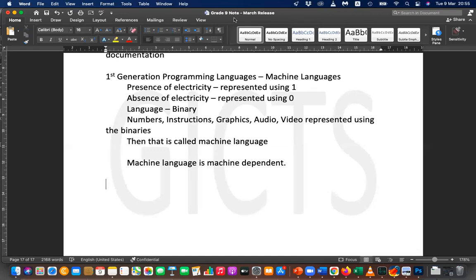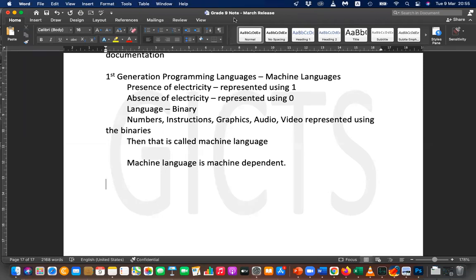Difficult. It's difficult. For machines, is it easy or difficult? Easy. Because the machine only needs to remember two states: pit and land, or north and south, or high voltage and low voltage. Only two things.